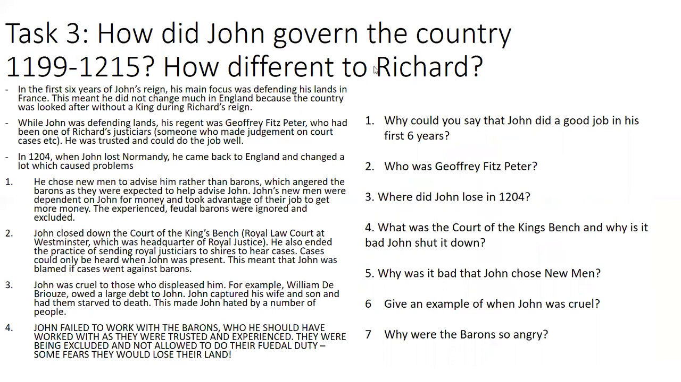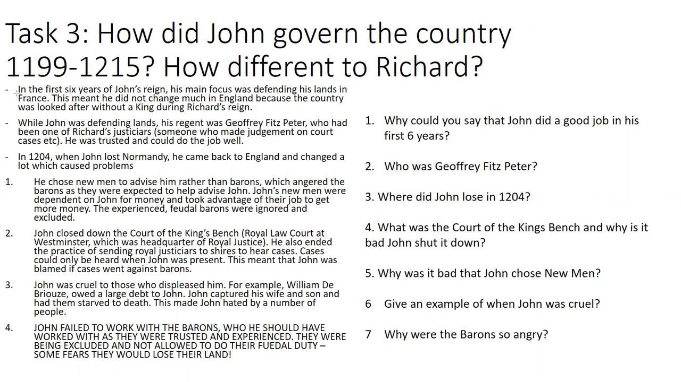This is a small overview of Richard and how John governed the country in the years 1199 to 1215. Now, what we need to understand is how different was this? Now, we've got to understand, first of all, that John really had a tough time of it. Okay? When he became the king in 1199, he had everything in place. But this is what we've got here.